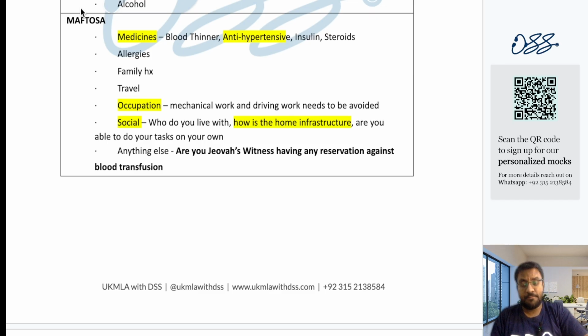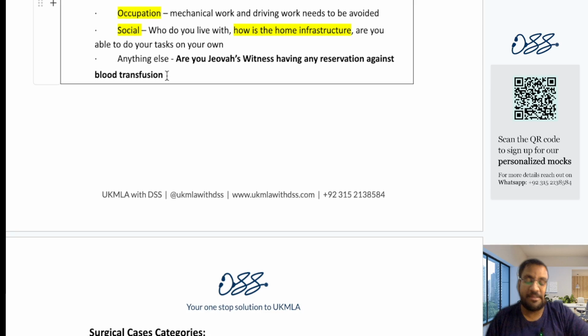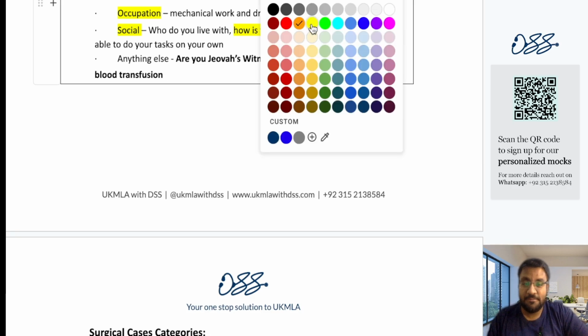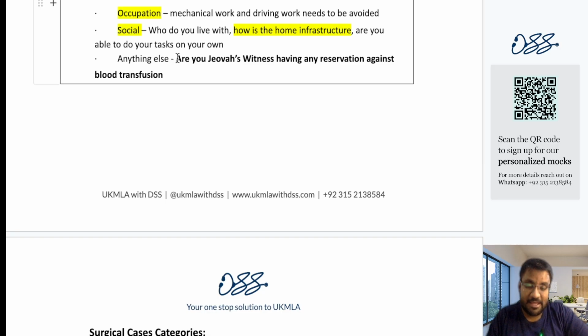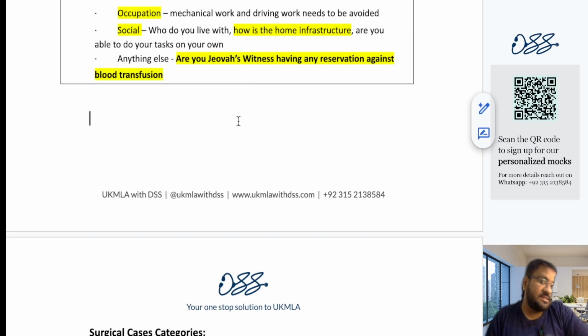All right, then anything else? Very important. This is a question that most candidates end up missing: are you a Jehovah's Witness? We have seen cases like these in our PLAB 1 exam. Because these are the people who are against the idea of blood transfusion. They have reservations against blood transfusion.